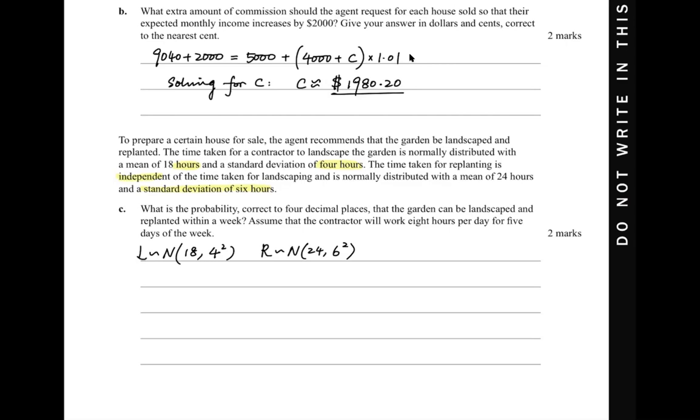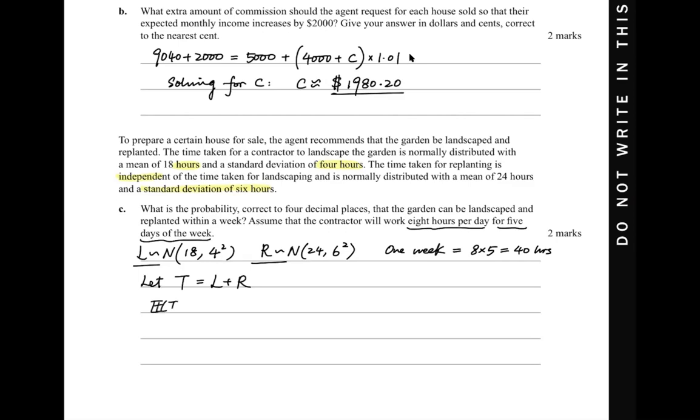So, 8 hours per day for 5 days of the week. In 1 week, we only have 8 times 5 equals 40 hours. We must make sure the time for landscaping and the time for replanting is less than or equal to 40 hours. So we need to find a combined variable between L and R. Let T equal L plus R.